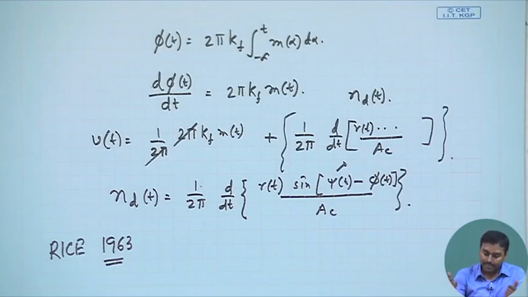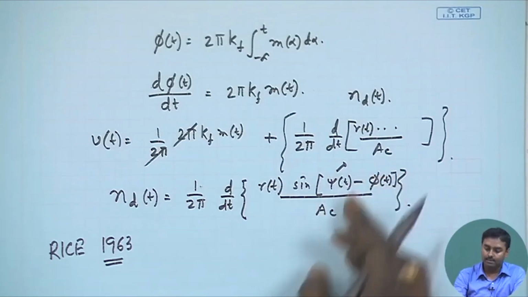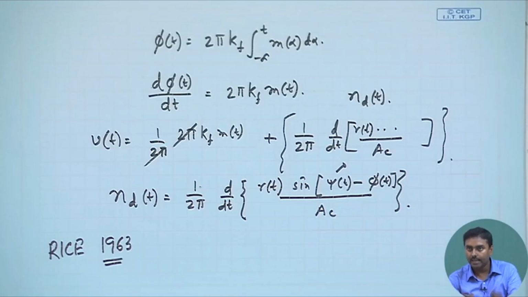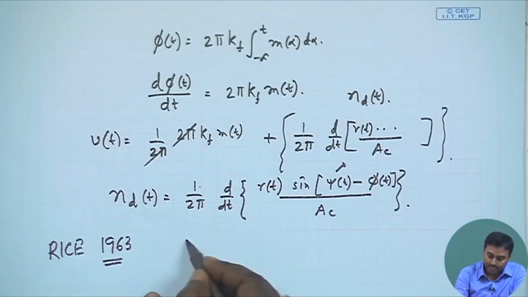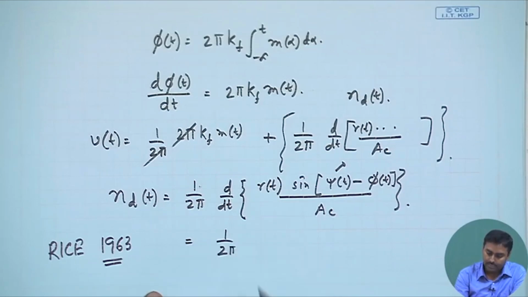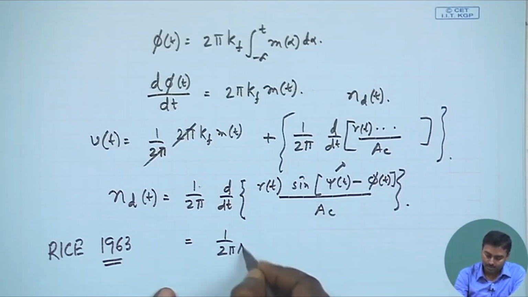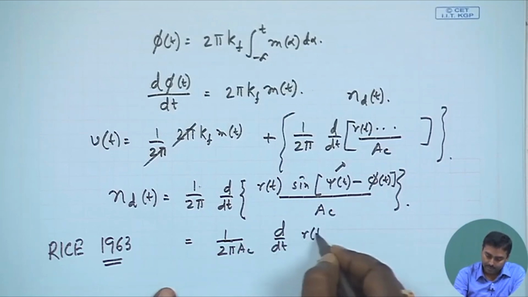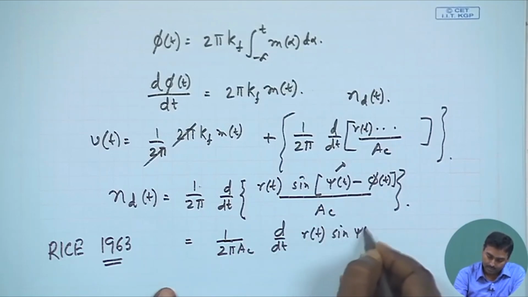So, basically instead of taking that part, we can just take this as sin phi t. This was the approximation he could take, and he could prove that this approximation is valid. Therefore, I can write this without loss of any generality. AC is a constant, so that goes out. So, d dt of R t sin psi t.